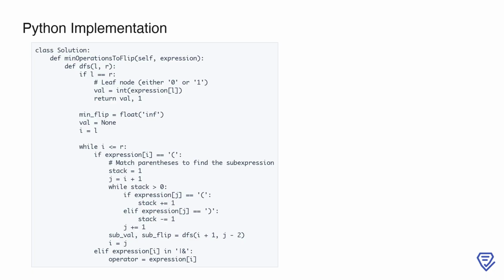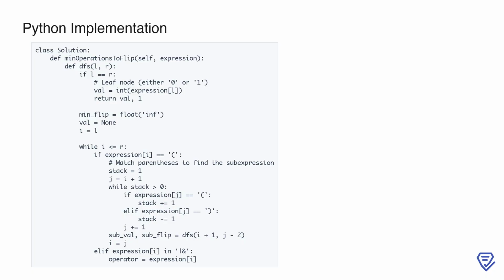If the boundaries indicate a single character, which is either 0 or 1, we treat it as a leaf node. In that case, we directly convert the character into an integer value, and since this is a single digit, it has exactly one way to be flipped. For instance, flipping a 0 results in 1 and vice versa. Next, we initialize min_flip to infinity and val to None, which will help track the minimum flips and the resulting value as we process the expression.